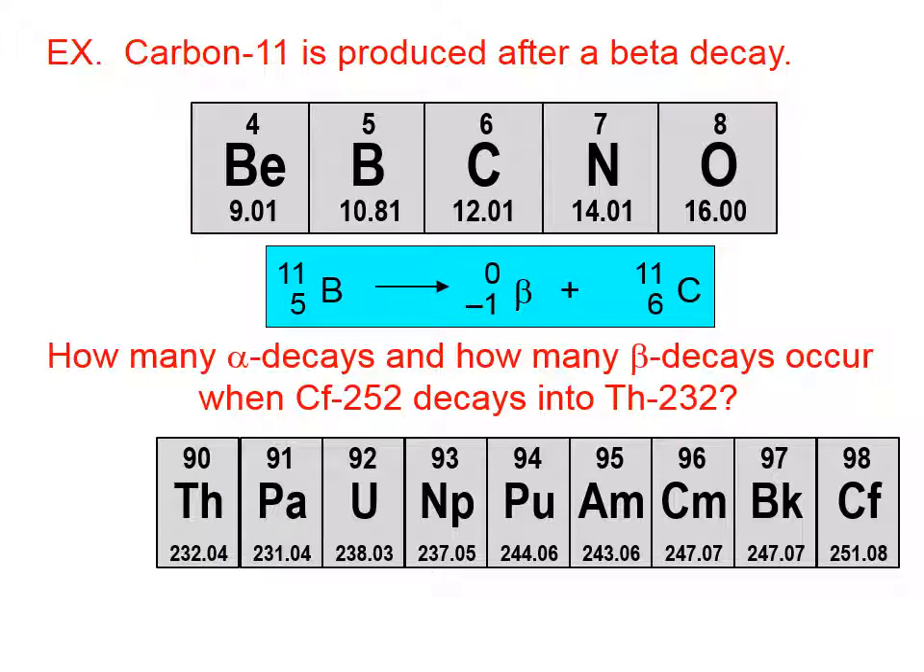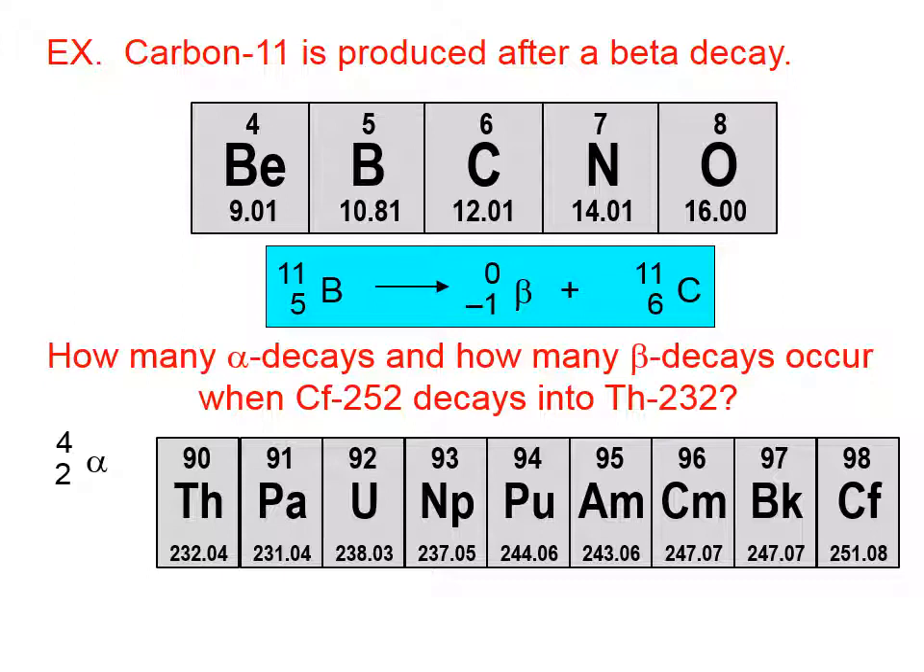Whenever you're asked how many alpha decays and how many beta decays, you always start with the alphas. And that's because in alpha decay, the mass changes, but in beta decay, the mass doesn't change. So here we can see that the mass started at 252 and it ended up at 232. Well, for each alpha decay, the mass drops by 4. So how many alpha decays must have occurred for the mass to drop from 252 to 232?